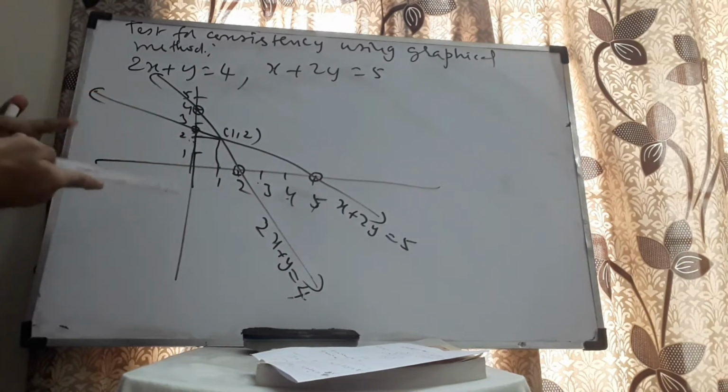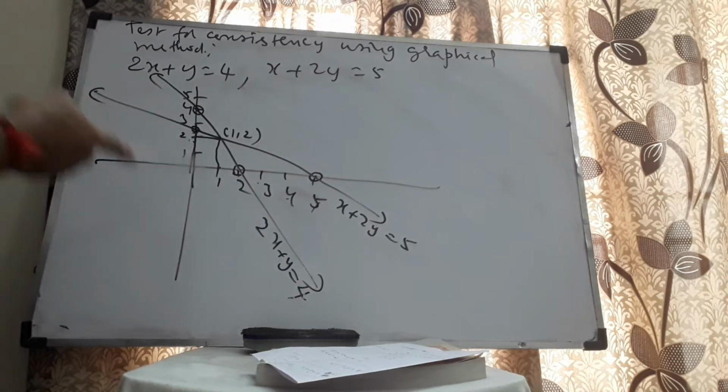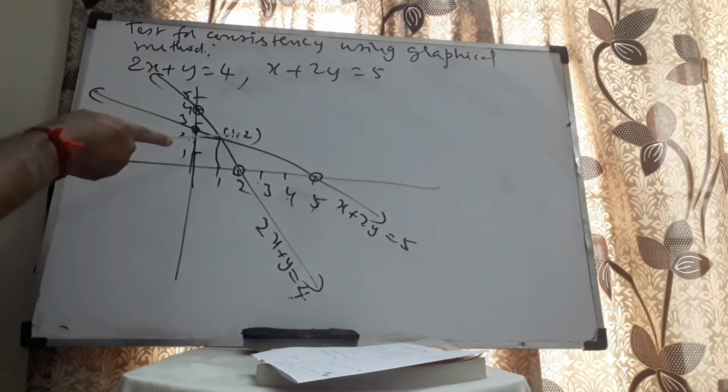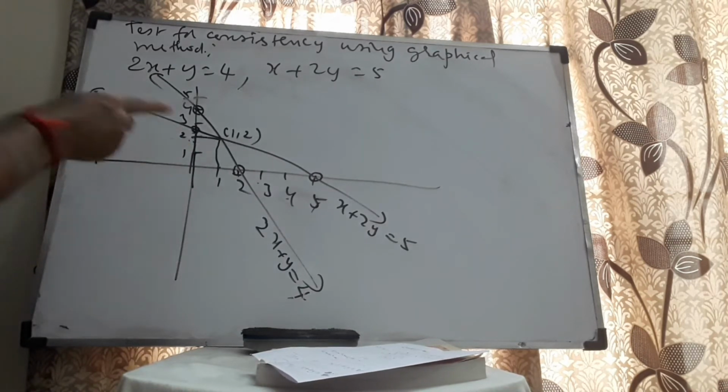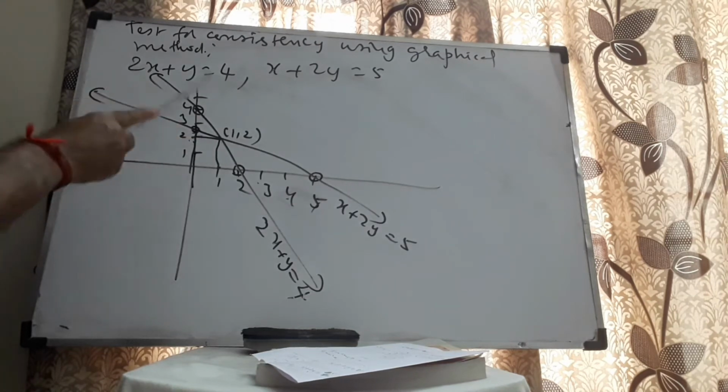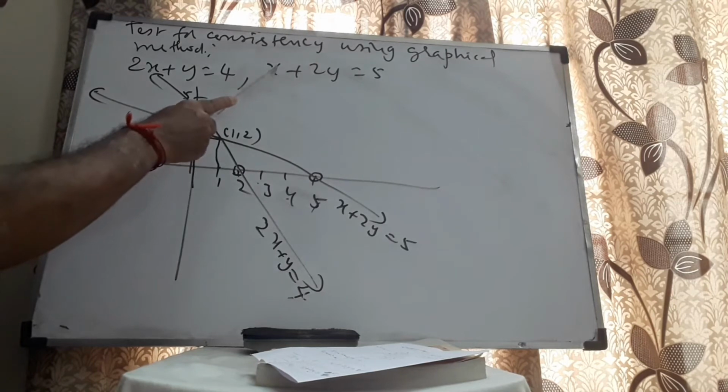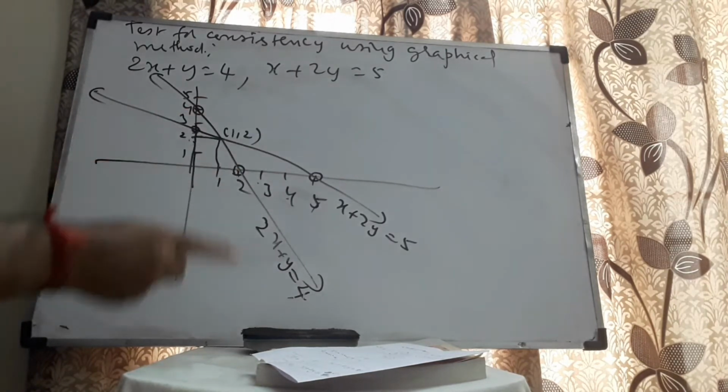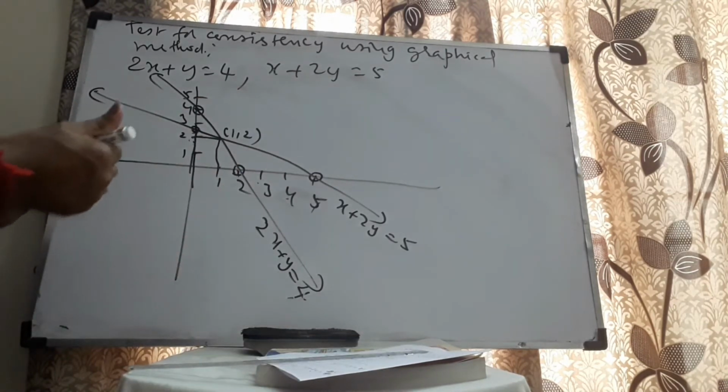Solution can also be explained this way. Here the lines meet at the point 1, 2. You can just check: 2 into 1 plus 1, 2. 2 plus 2, 4. 1 plus 4, 5. It's correct. Now how to give the conclusion here?